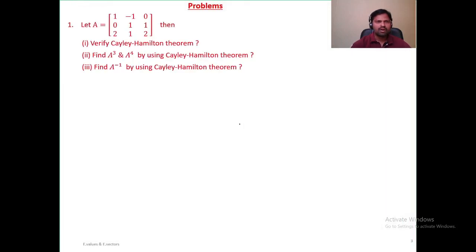Problem number 1. Look at this, a 3 by 3 matrix is given to us. Then verify the Cayley-Hamilton theorem. First question. Cayley-Hamilton theorem means every square matrix satisfies its own characteristic equation. So the square matrix is already given to us. We want the characteristic equation. Then find out the characteristic equation first. So the first step is the characteristic equation.